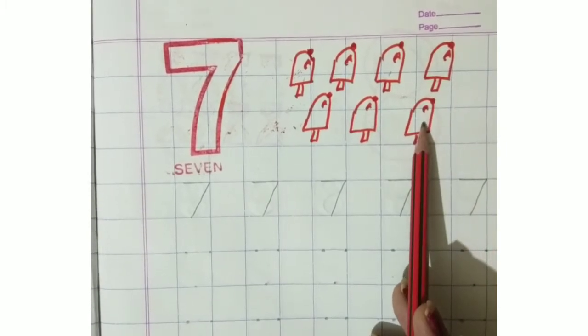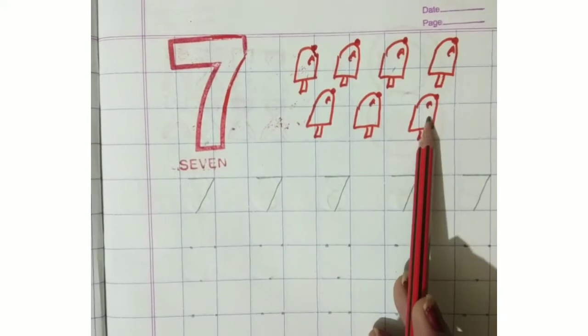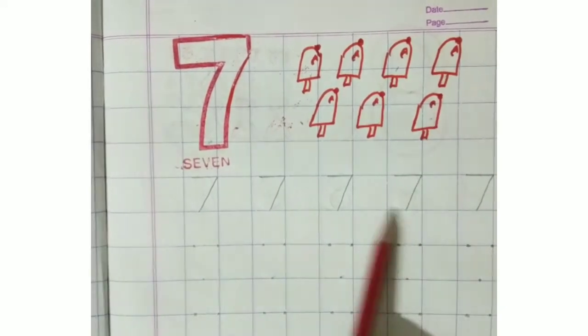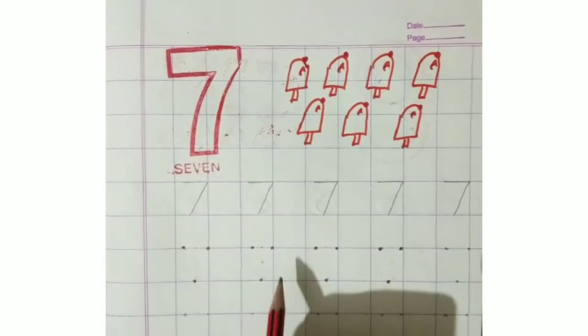1, 2, 3, 4, 5, 6, 7. कितनी आइसक्रीम्स काउंट की हमने? 7. Now we will write on dot to dot.